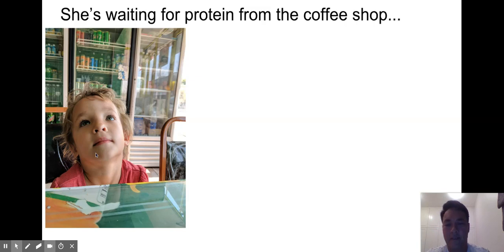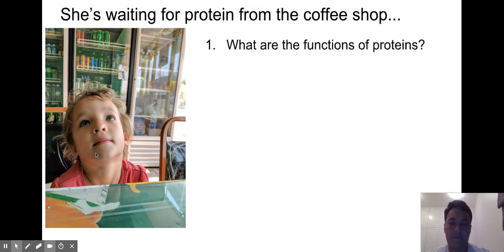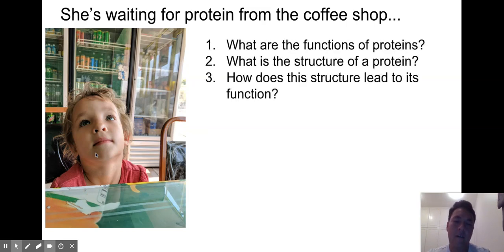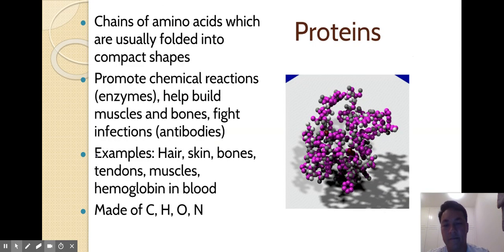We'll go through proteins. All right, we were at the car wash. She was waiting for her egg, which would be protein from the coffee shop, right? You tested those egg whites with Barrett's reagent, and they turned purple. So can you do these? What are the functions of proteins? What's the structure of a protein? How does the structure lead to its function? If you can, then skip this section. If you can't, then let's relearn it together, and you're going to get it.